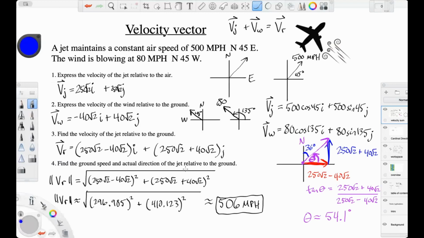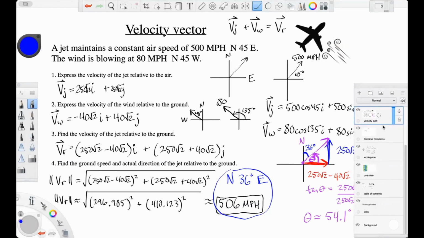So that means that the direction of the jet relative to the ground is going to be, maybe I won't say theta because I labeled that over there, north, bearing 36 degrees east. So from the ground, it looks as though the jet is flying at 506 miles per hour, north, bearing 36 degrees east. Okay, cool. So that's that problem.